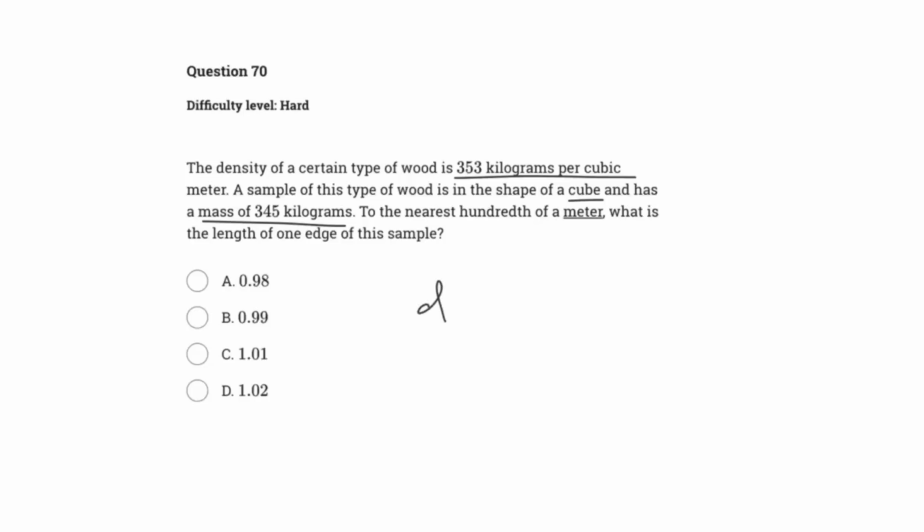We know the equation for density is mass over volume. And so if we are able to plug in values for density and mass, which we do have, we can solve for volume and ultimately find the length of one edge of the sample. So we know that density here is 353, I'm just going to ignore units. Mass here is 345 over V. If we solve for V here, we get V equals 0.977.